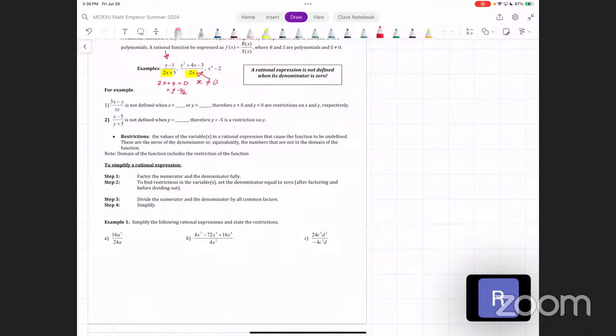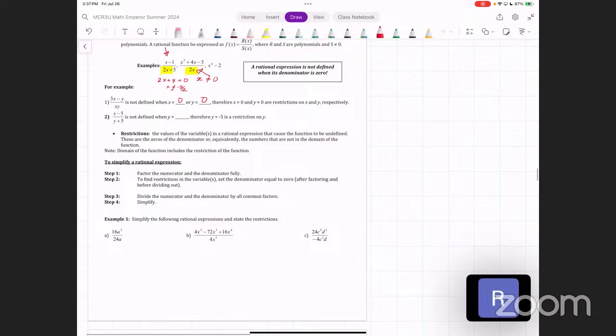So if you look at this example, (3x minus y) divided by xy is not defined when x is equal to 0 or y is equal to 0. Are you just following that? Why is it not defined? Because you can't have a denominator be 0. Similarly, in the second one, the denominator cannot be 0.